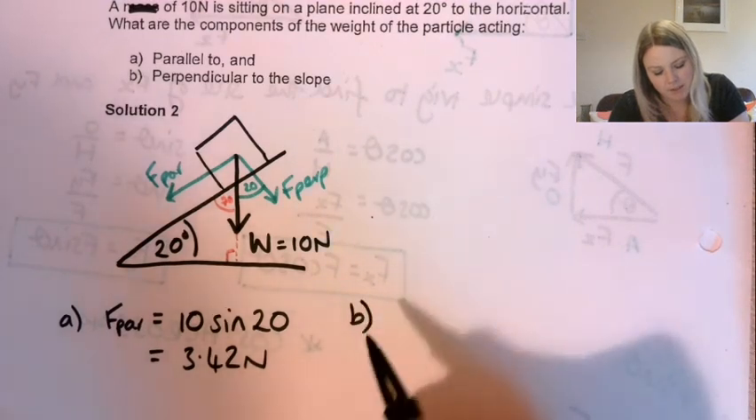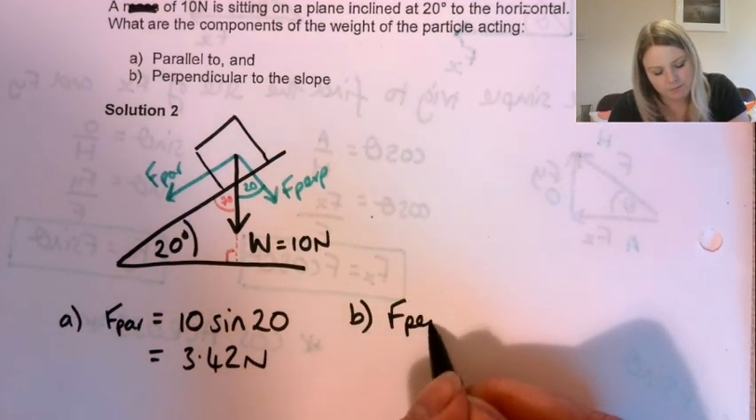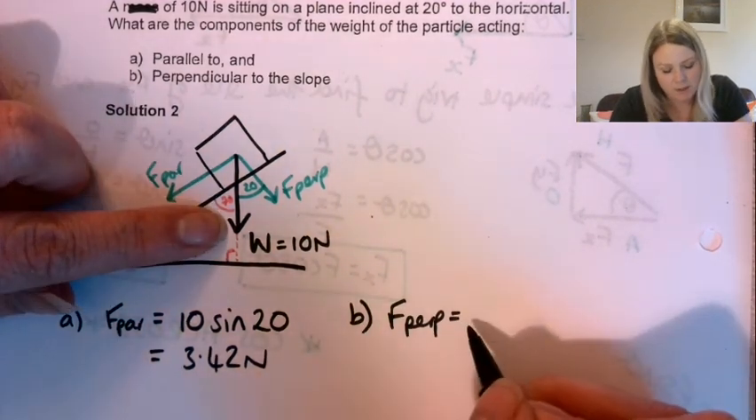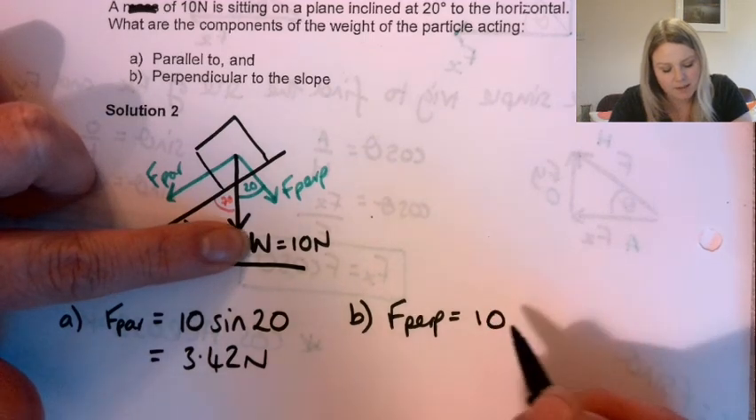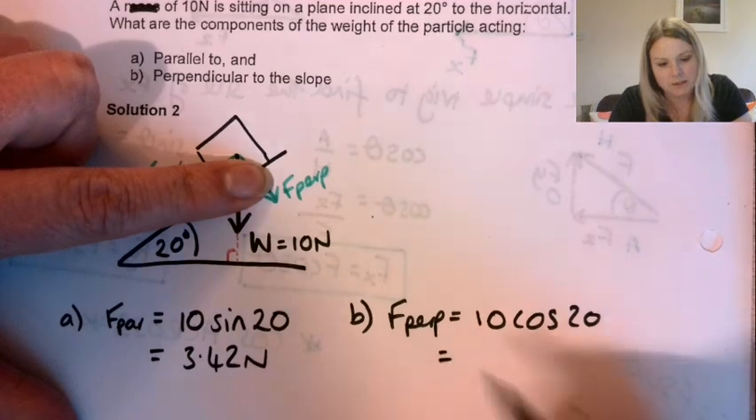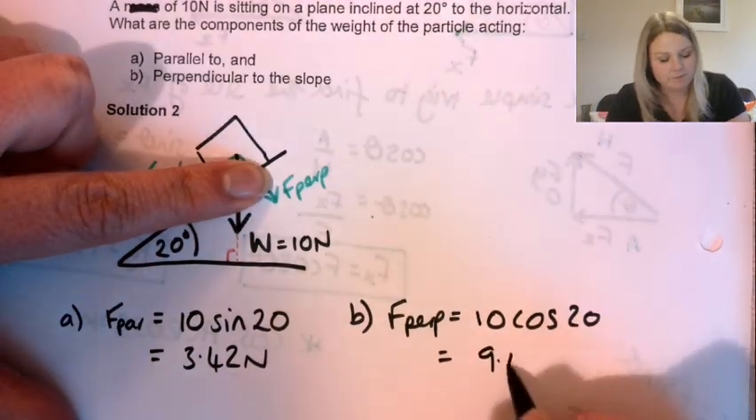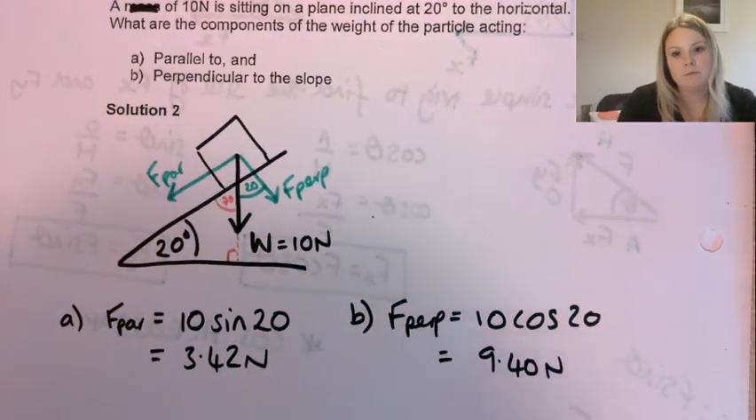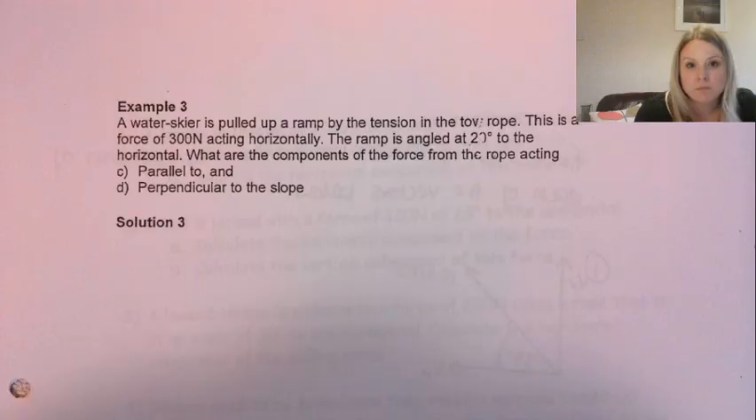Right, part B, the perpendicular one. It's going to be our original force, which is 10, and because we do go across the angle, cos 20, and that gets us 9.40. Okay, make sure you get that all written in.